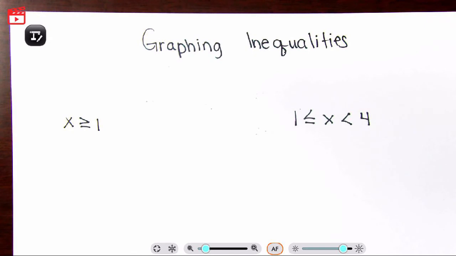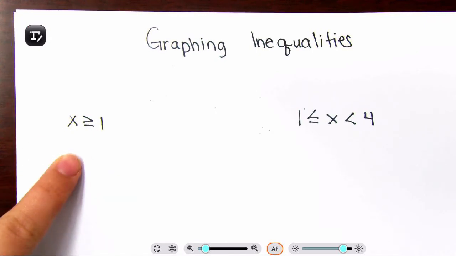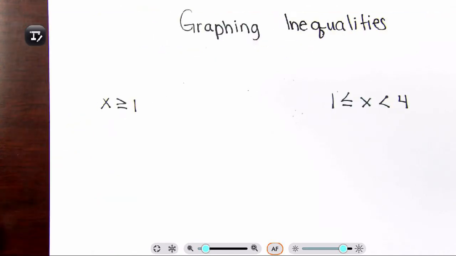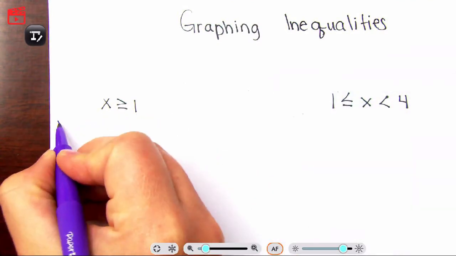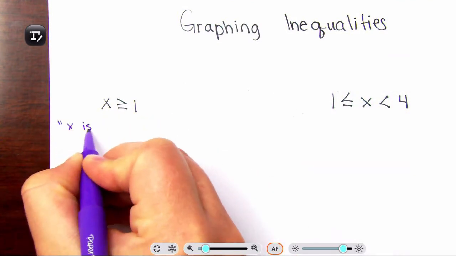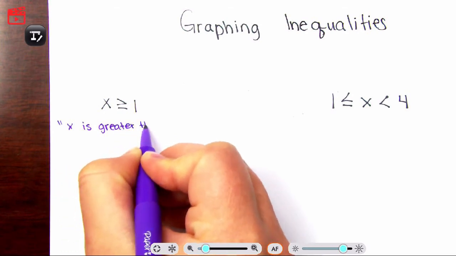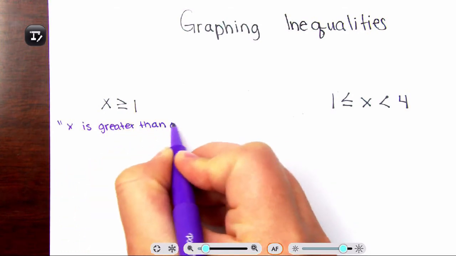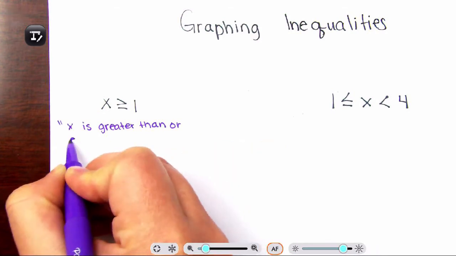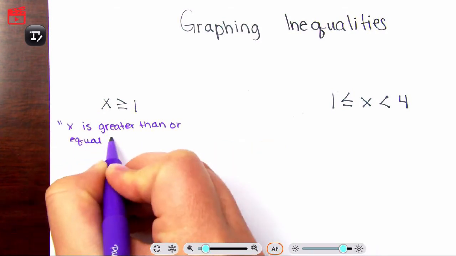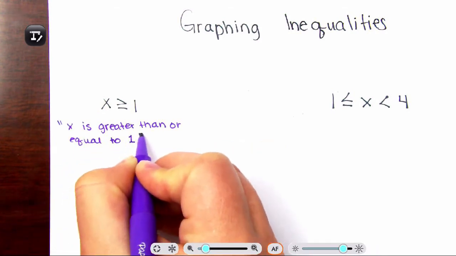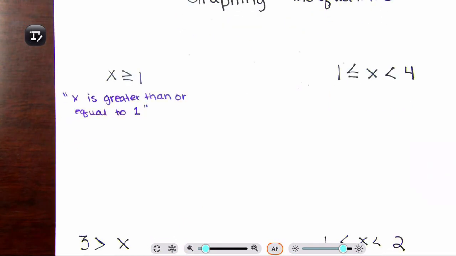on a number line. All right, so let's start with this one here. X is greater than or equal to 1. So the first thing I want to do is translate. So X is greater than or equal to 1.